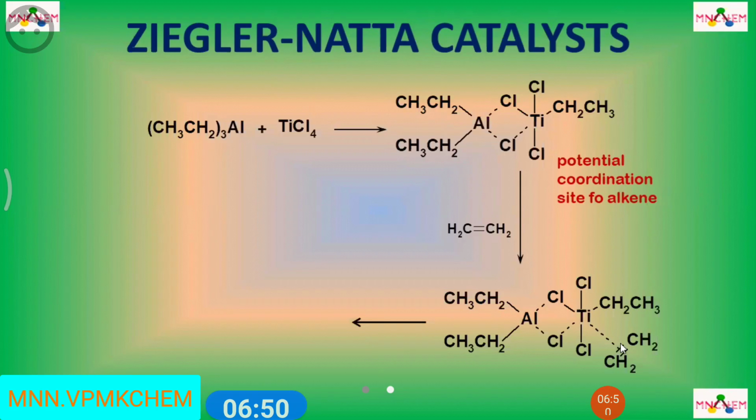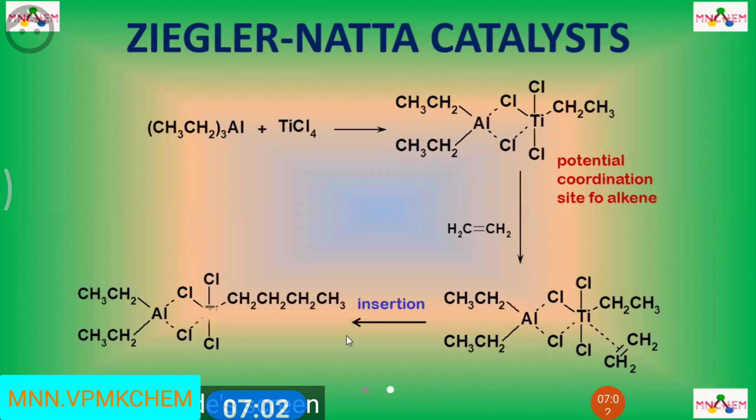After that, the insertion of this ethylene takes place, and this ethylene is added into this chain. So here you can see this chain, which initially has this ethyl group CH3CH2, is now added with this CH2CH2.